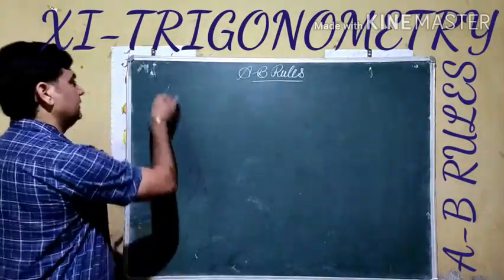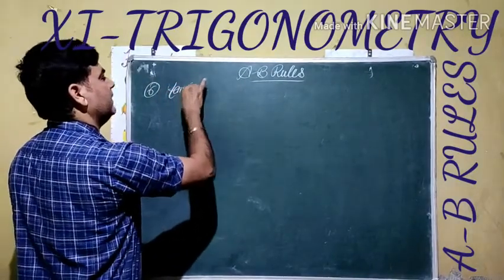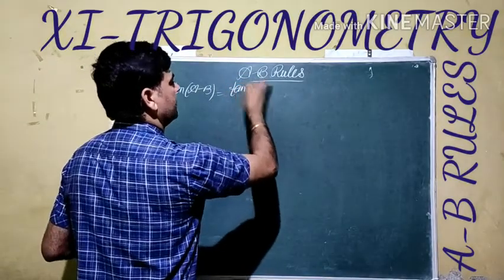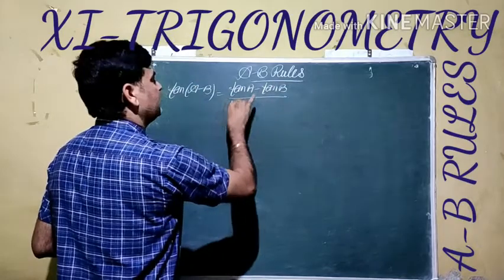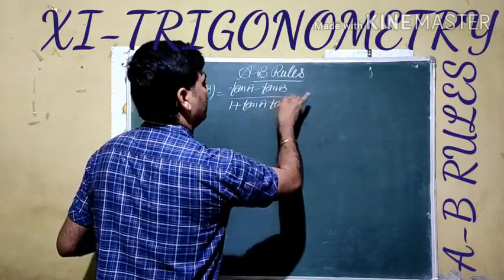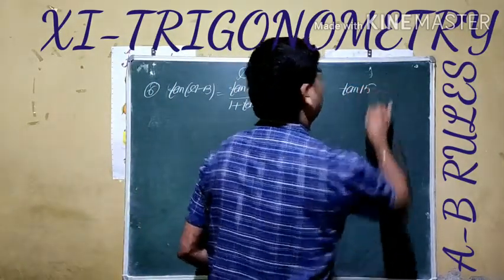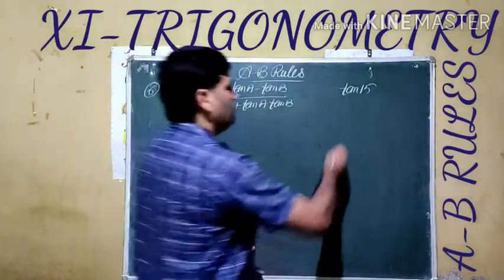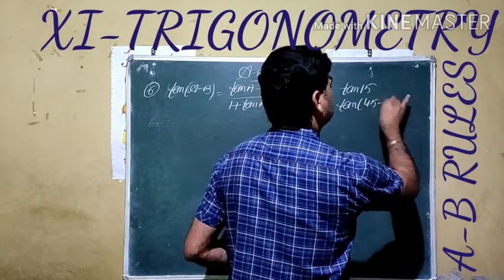Next, rule number 6. It is given by tangent of A minus B, which is tangent of A minus tangent of B divided by 1 plus tangent of A tangent of B. For example, we take tangent 15. We have to find it by using this. We have to break it into two parts. We can break it like this, difference of two angles, 45 minus 30.